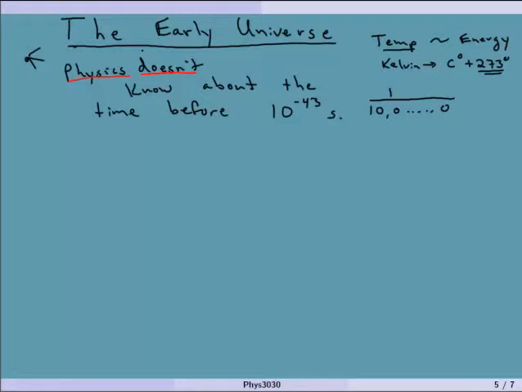This is the realm, again, of quantum gravity, and it's actually what my research is on, quantum gravity. There's not much that we can say about it. And this time scale relates to about 10 to the negative 35th meters, and this is called the Planck length.